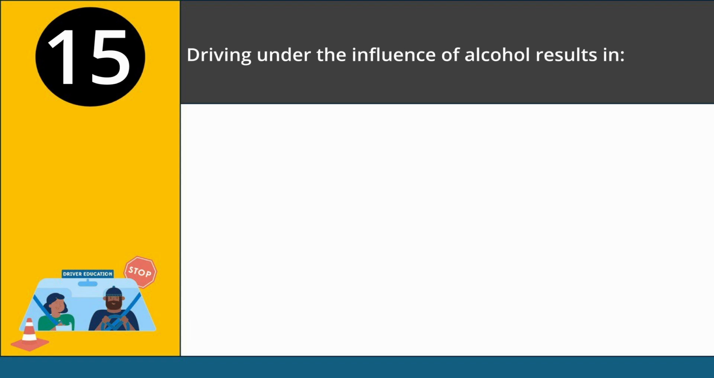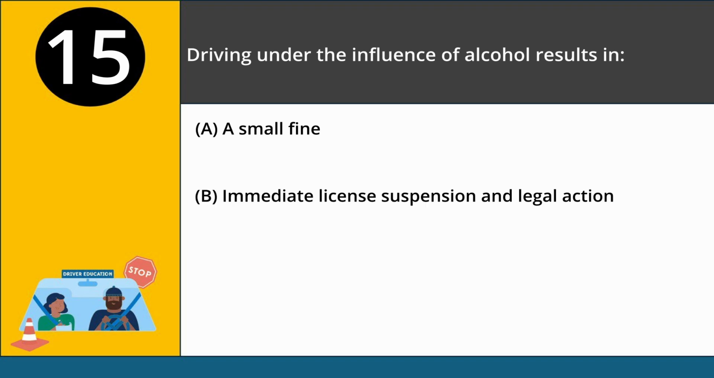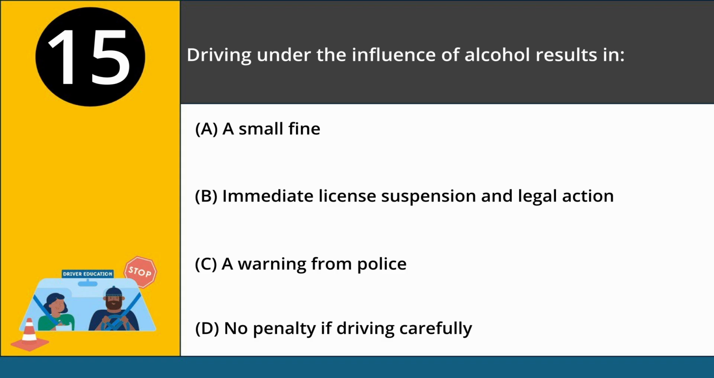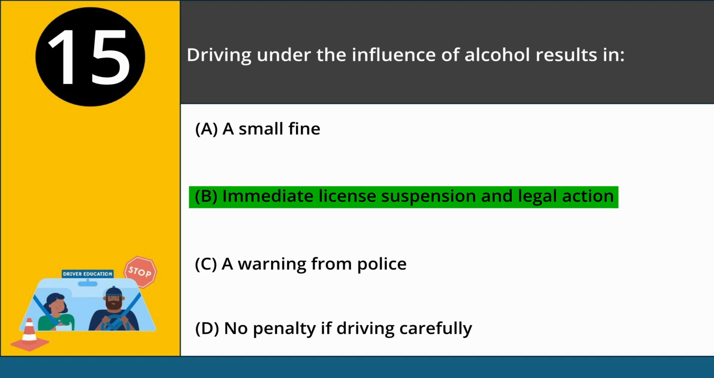Driving under the influence of alcohol results in: A. A small fine. B. Immediate license suspension and legal action. C. A warning from police. D. No penalty if driving carefully. Answer: B. UAE has zero tolerance for drunk driving.